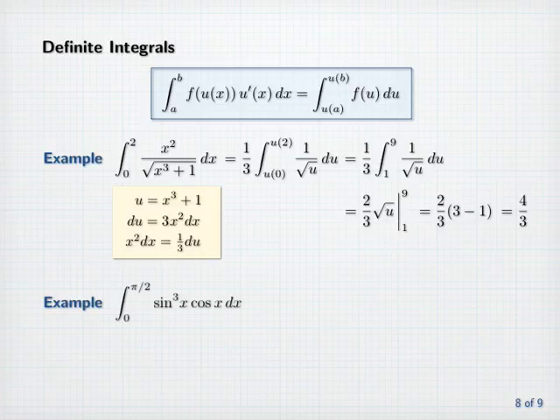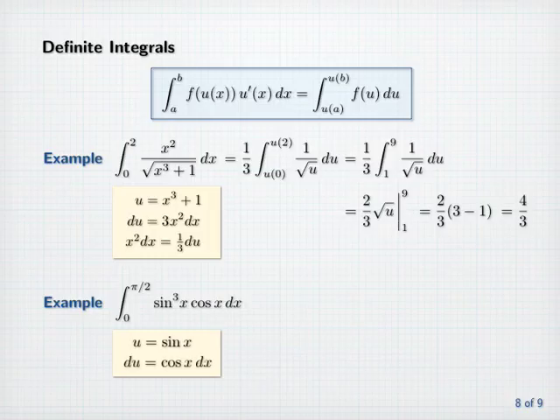Another example. The integral from 0 to pi over 2 of sine cubed x times cosine x dx. Here the substitution that we want to make is u equals sine x, which gives us du equals cosine x dx, and so our integrand becomes u cubed times du, and our limits of integration are u of 0 to u of pi over 2.